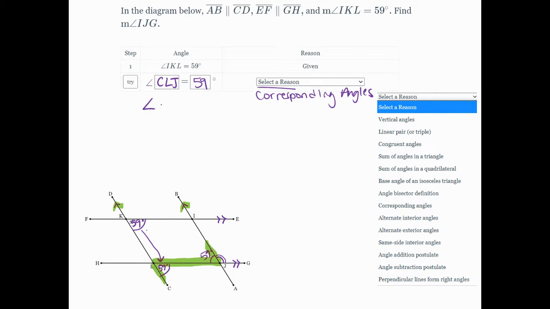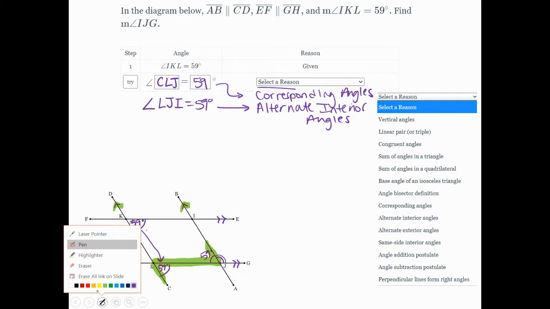My next step would be angle LJI. Remember that the middle letter has to be the vertex, that point right there. So LJI, or you could call it IJL, that's fine, is also going to be 59 degrees because, and then I need a reason. If I look at my list, I need alternate interior angles. Then I'm so super close at this point.